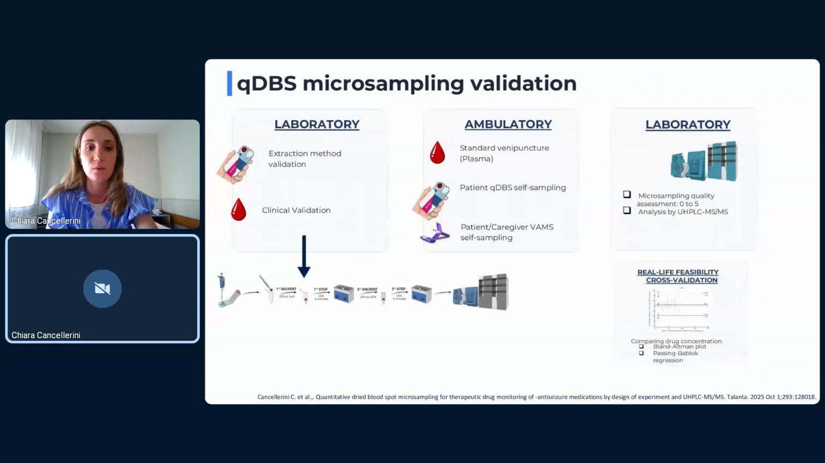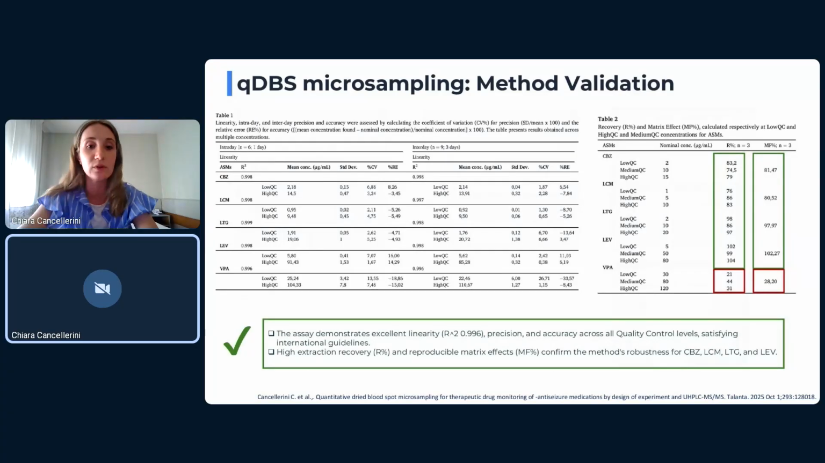And what we wanted to see this time was, first of all, to validate the method for the QDBS, because it wasn't performed in literature. So we wanted to validate the method for all these 4 drugs that I showed you before.